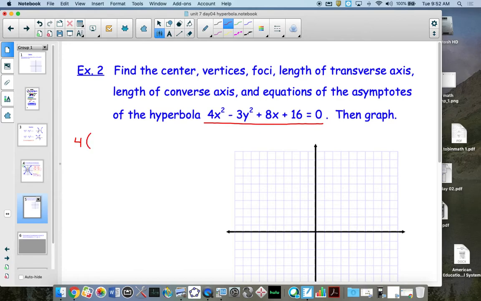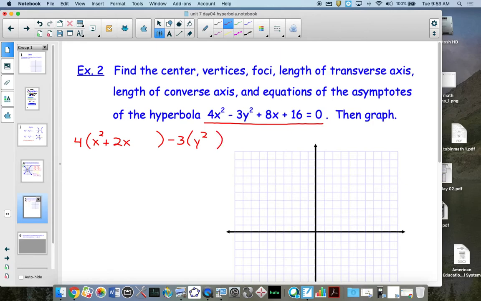So let's take our x terms. We need to factor out the leading coefficient. So we'll have 4 times the quantity x squared plus 2x, if I factor 4 out of the 8x. And then minus 3, and we have y squared. Notice there's no y to the first power.